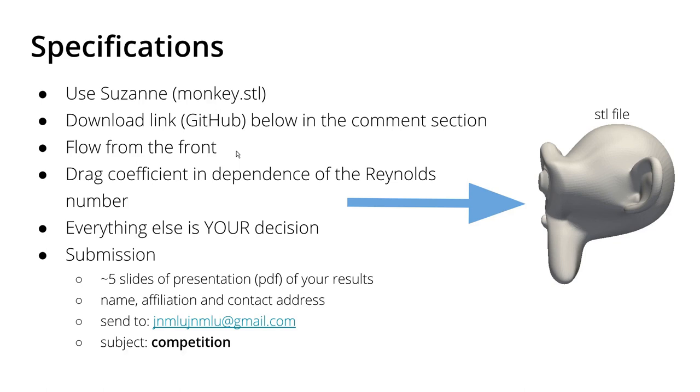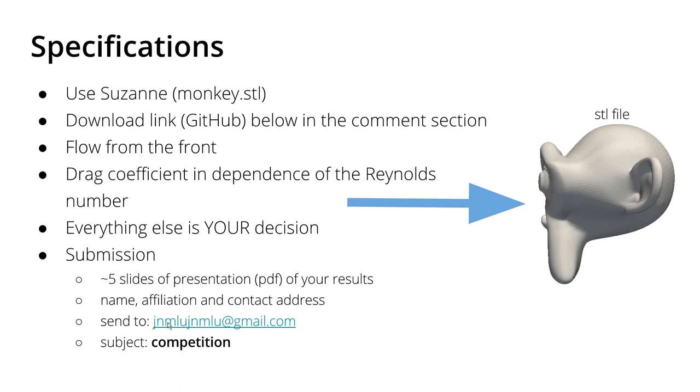If you decide to participate, then please compile your results into approximately 5 slides of a PDF presentation. 4 or 6 doesn't matter, but approximately 5. Please don't send me 50 slides. A short presentation and an extra slide with your name, your affiliation, and your contact address. Email address is more than enough. And then please send me this PDF as an attachment to the following email address.